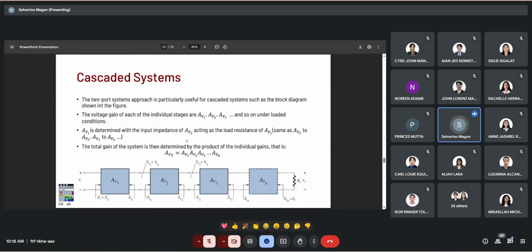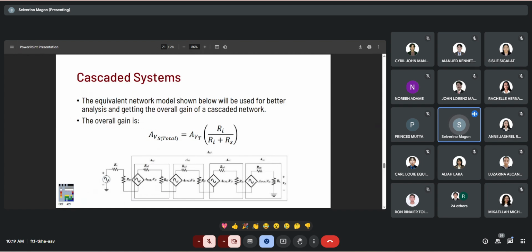AV1 is determined by the input impedance of AV2, acting as the load resistance of AV1. So the input impedance of AV2 is the load resistance of AV1. Same for AV2 to AV3. The input impedance of AV3 is the output impedance of AV2. The input impedance of AV4 is the output impedance of AV3. So the total gain of the system is determined by the product of the individual gains. You just multiply everything: AV1, AV2, up to AVN.